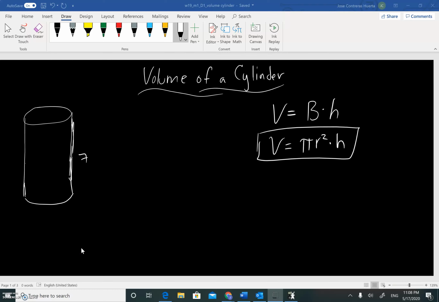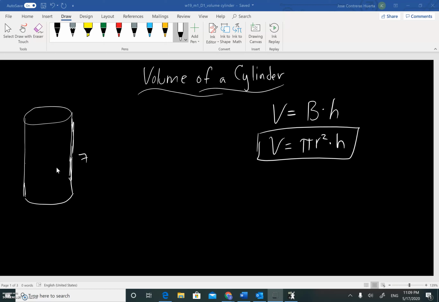Hi guys, today we're going to find the volume of a cylinder. On my left hand side, I drew a cylinder composed of two circles. You have a circle on the top, a circle on the bottom, and then the body of it on the outside. If you want to visualize it better, you could think of it as a can of Coke or a can of Pepsi.